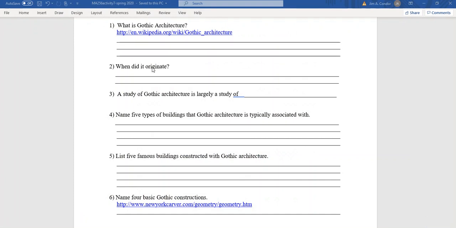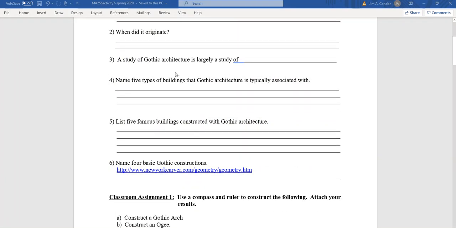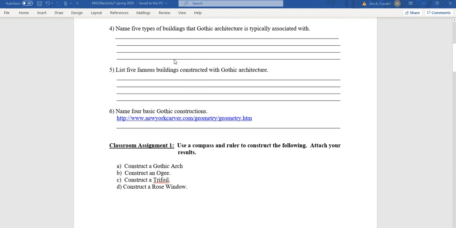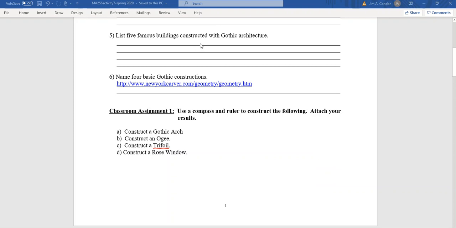All right, so we talked about Gothic architecture and when it originated, and that it is very geometric. We talked about some building types, again churches and cathedrals, basilicas, castles, monasteries, and so on. And we looked at 5 famous buildings.